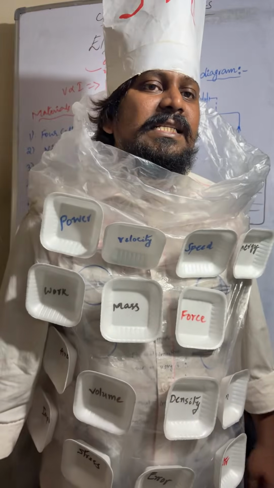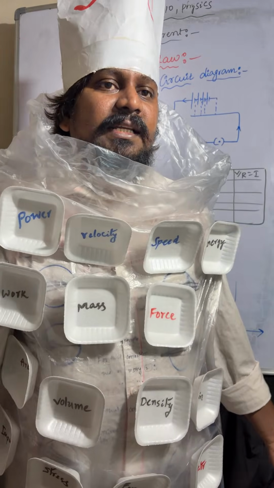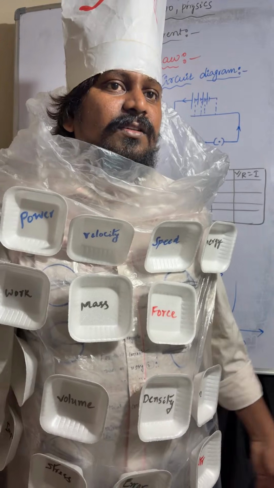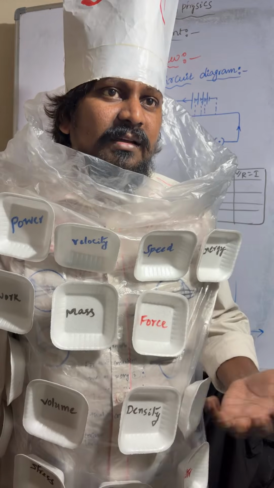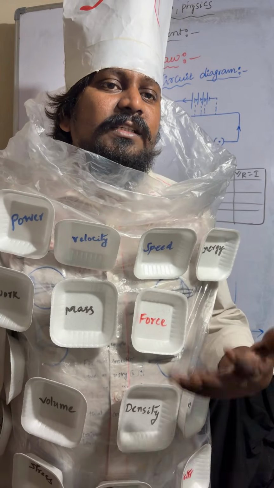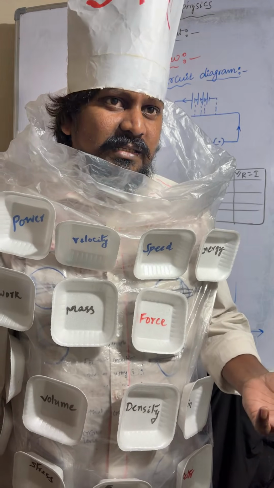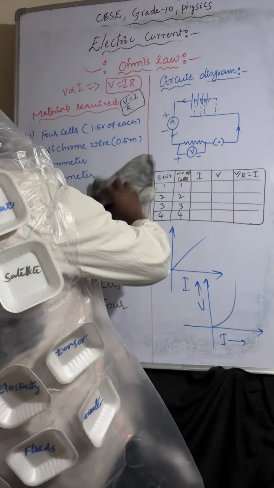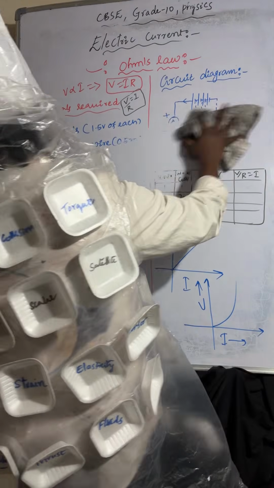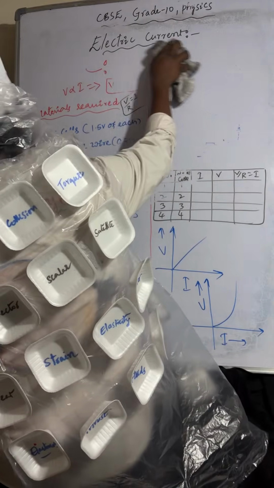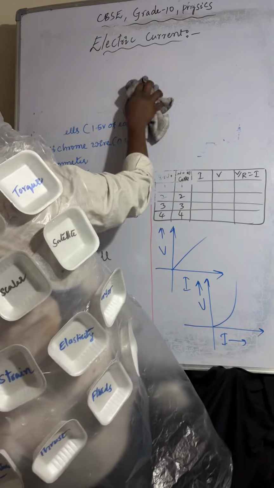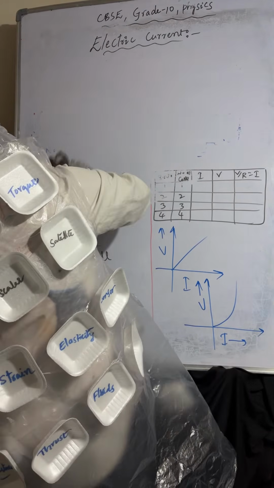Next, resistance and resistivity. What is resistance? The phenomenon of opposing the electric current is called resistance. Okay. Resistivity, you'll see everything. Resistance and resistivity.